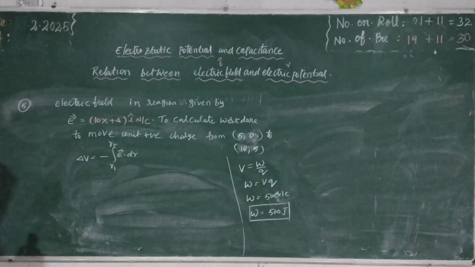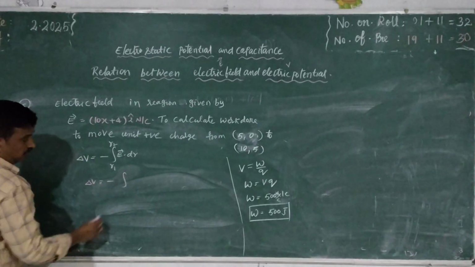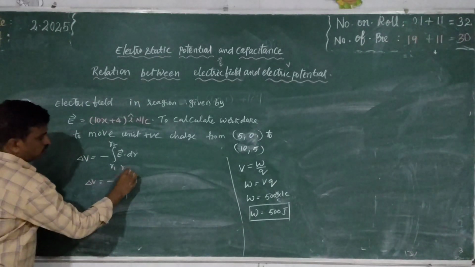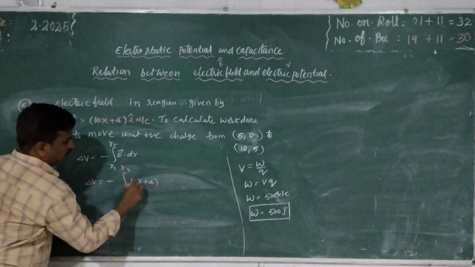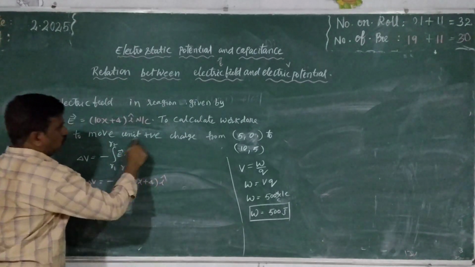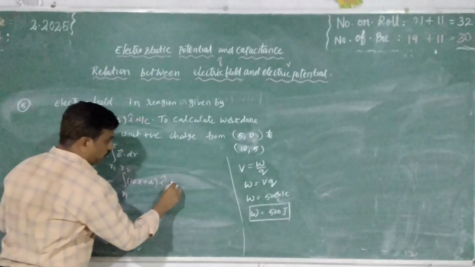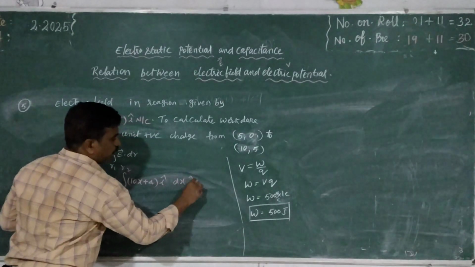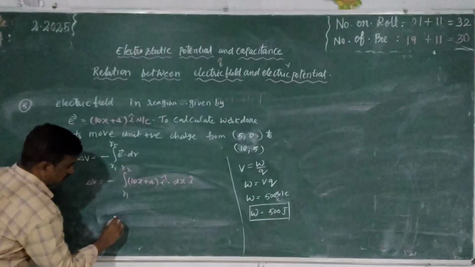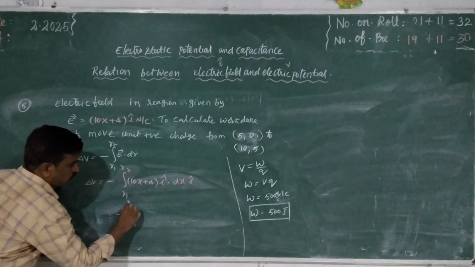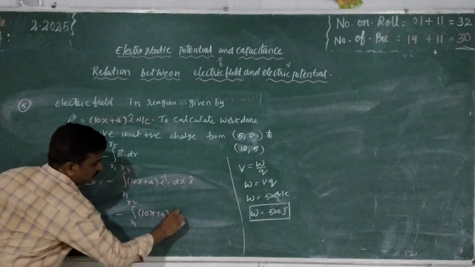Now delta V equals minus the integral from r1 to r2 of E dot dr. E is (10x plus 4) I cap. Here dr means dx I cap, dy j cap, dz k cap. Only one component is there, so we write dx I cap only, and I dot I is 1. So we get minus the integral from r1 to r2 of (10x plus 4) dx.